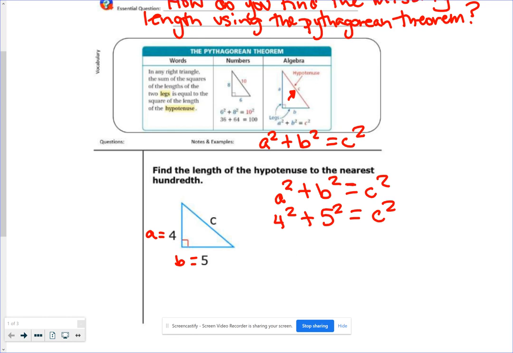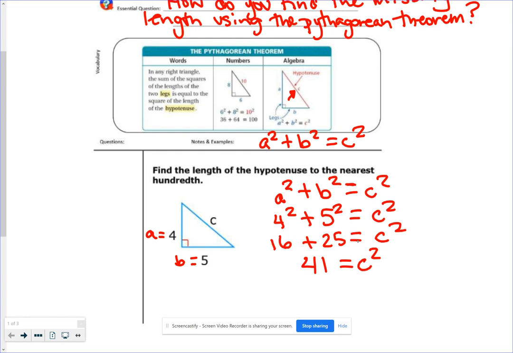Well, if you don't know these answers, you get out your handy calculator, and you do 4 squared, which is 16, plus 5 squared, which is 25, still equals C squared, because we haven't done anything on this side. Well, we can solve the 16 plus the 25. I got a little behind myself there. 16 plus 25 is 41 equals c squared.